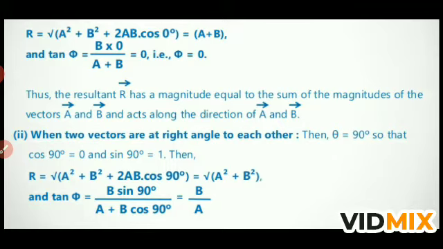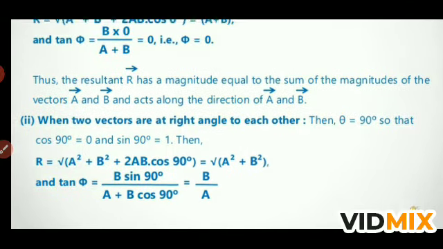And what is the direction of the resultant? We can apply tan phi is equal to B sin theta upon A plus B cos theta, which means B sin 90 upon A plus B cos 90. Sin 90 is equal to 1 and cos 90 is 0, so only A will be in the denominator, so tan phi will be B upon A. So this is the resultant and the direction of the resultant when the two vectors are perpendicular to each other.